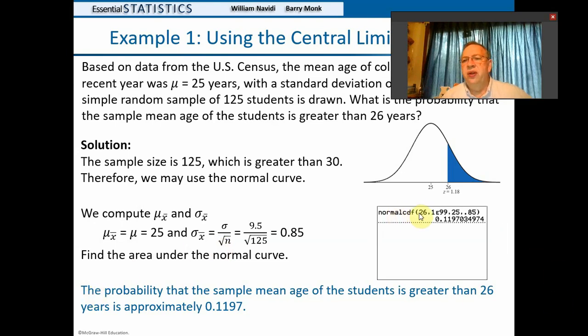Here they've run this through a normal CDF on a TI. Here's the 26, greater than 26, so here's the left endpoint. The right endpoint was 1E99. The mean of the means was 25, and the standard error of the sampling means was 0.85, and that came out to be 0.1197.